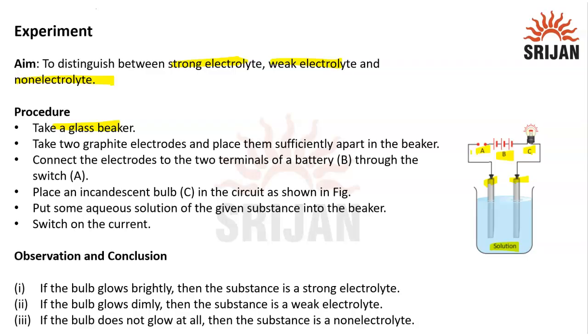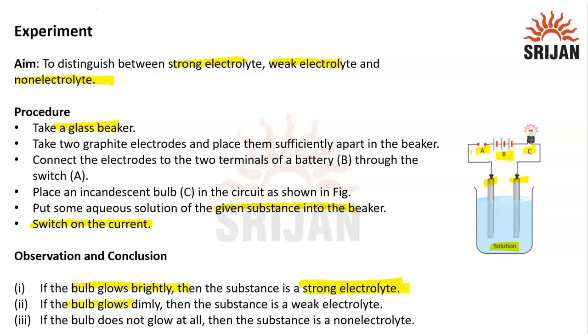Just put the aqueous solution of the given substance. Firstly, suppose you put a solution A, then another solution B, then another solution C, and study by switching on the current. What you are going to observe is that if the bulb glows brightly, what does it mean? It obviously means the amount of current is high, and the power generated is also high. Hence, as the magnitude of current is large, the bulb glows brightly. That means it is going to be a strong electrolyte.